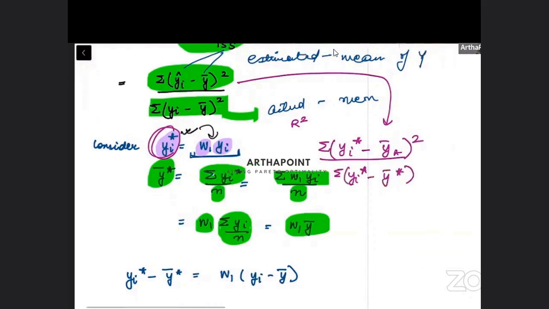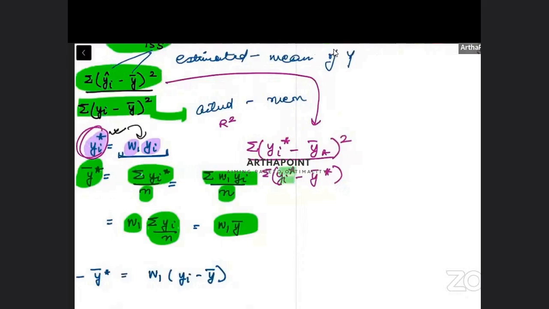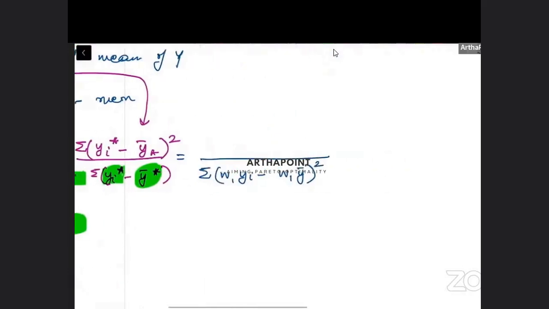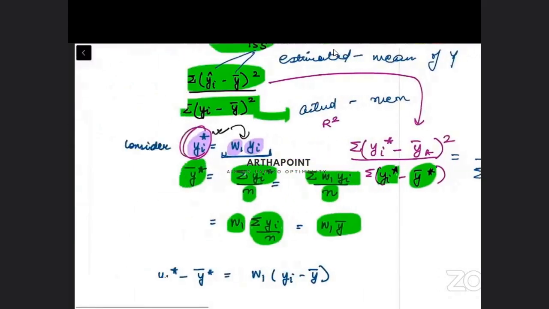And what I have seen here is that when I scaled yi star as w1 yi, its mean also scaled. So actually in the denominator, I can write this as summation w1 yi minus w1 y bar whole square. And what you can do is take this w1 square common. So it will be summation yi minus y bar whole square. ठीक है, ये आपका denominator हो गया.